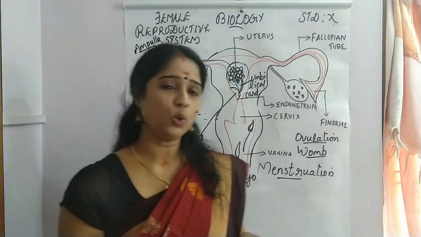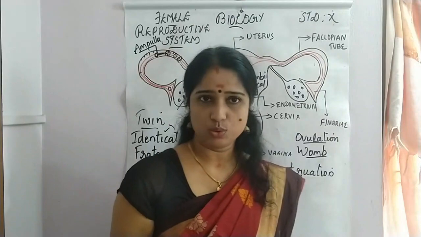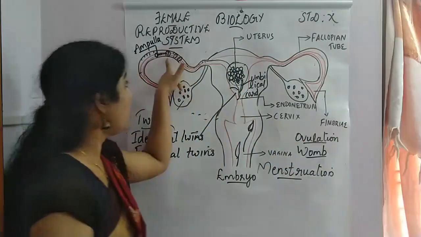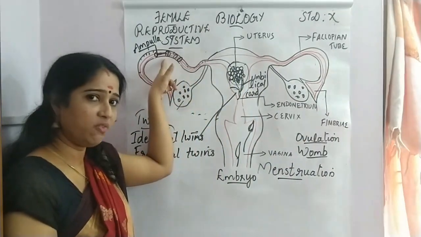Both are female or both are male and they both look alike also. Because here only from the one egg or one zygote divides only.